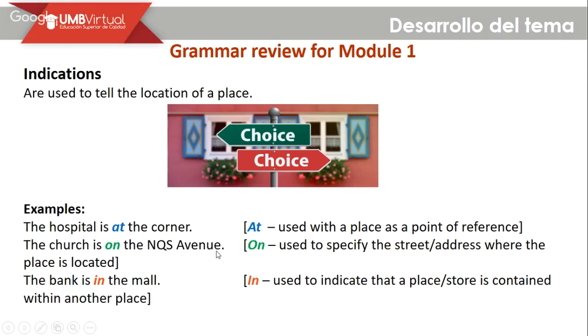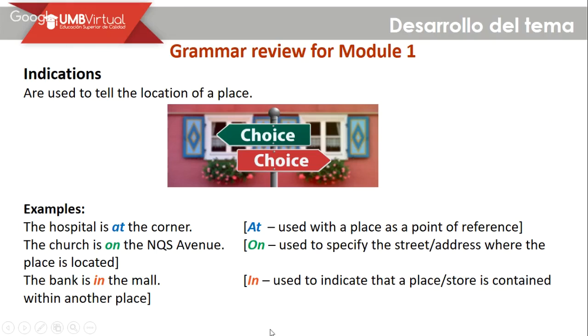Generalmente cuando estamos hablando de avenidas o de direcciones utilizamos la preposición on. Used to specify the street or the address where the place is located. Entonces cuando estamos hablando de la dirección específica o la calle, el nombre de la calle, hacemos uso de esta preposición. In used to indicate that a place store is contained within another place.